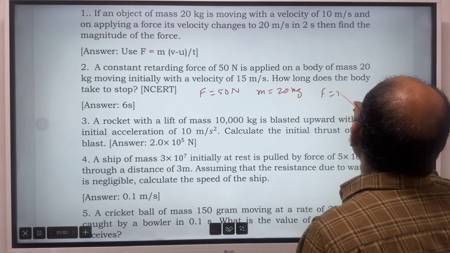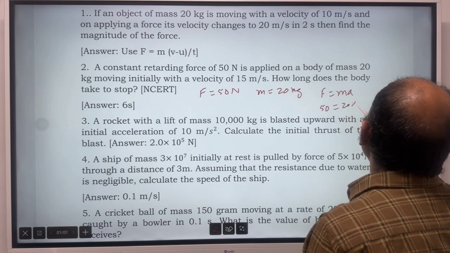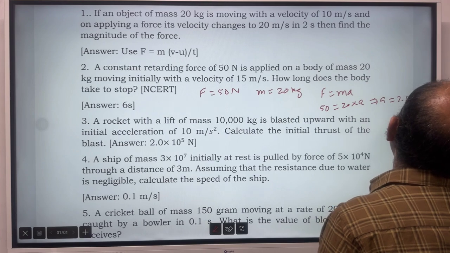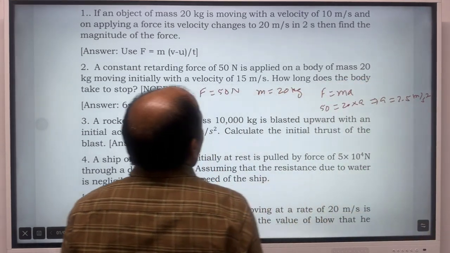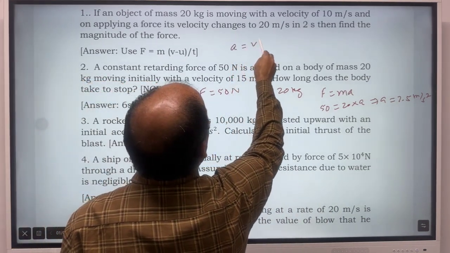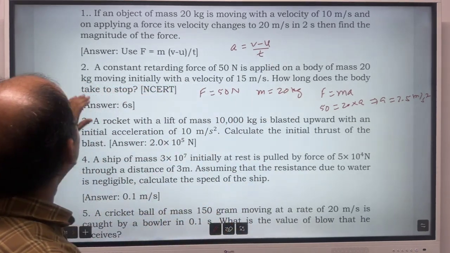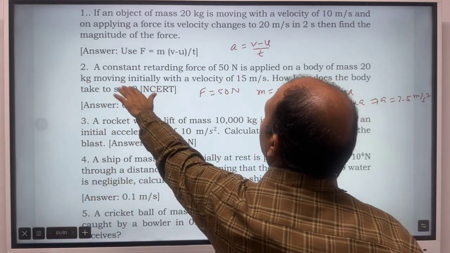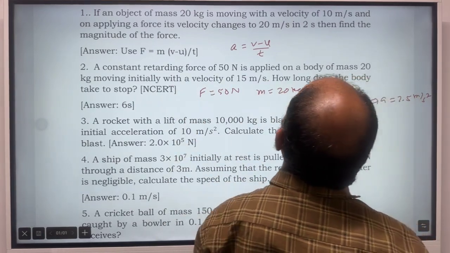So F equal to MA. F is 50, M is 20, A is to be found. So A will be 2.5 meter per second square. This is a retarding force, keep in mind, A will be negative. Now, A equal to V minus U upon T. Here, what information is given? Let's see. A constant retarding force is applied on a body of 20 kg moving with initial velocity. How long does the body take to stop?